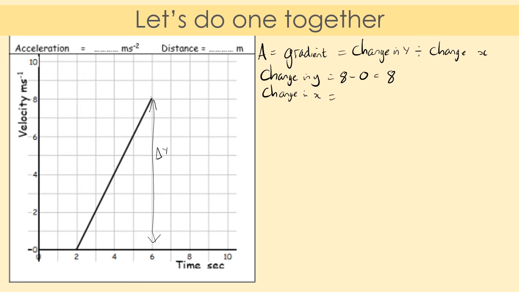That's right, well done for stopping me. You have realised that it starts at this point here, so at 2 seconds. So actually our change in x is from 6 to 2. Our change in x is 6 minus 2, which equals 4.